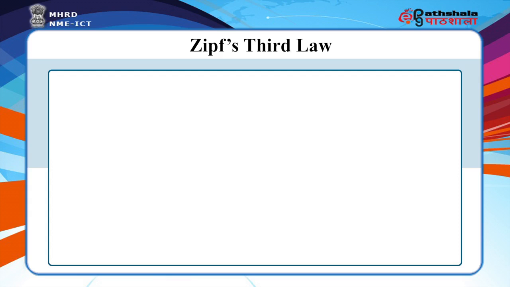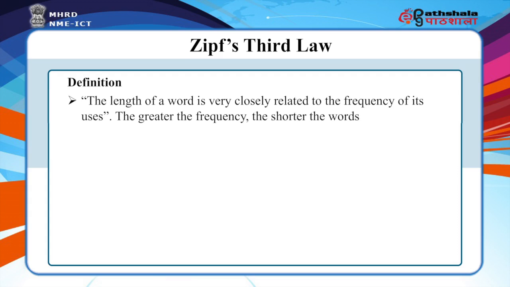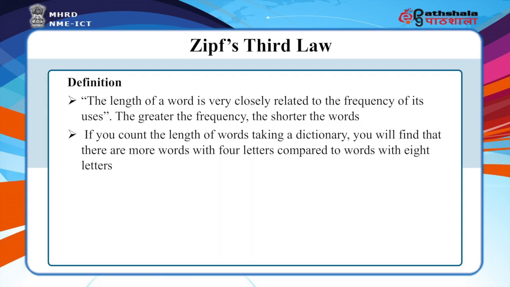Zipf's third law. Definition: the length of a word is very closely related to the frequency of its use. The greater the frequency, the shorter the word. If you count the length of words taking a dictionary, you will find that there are more words with 4 letters compared to words with 8 letters.